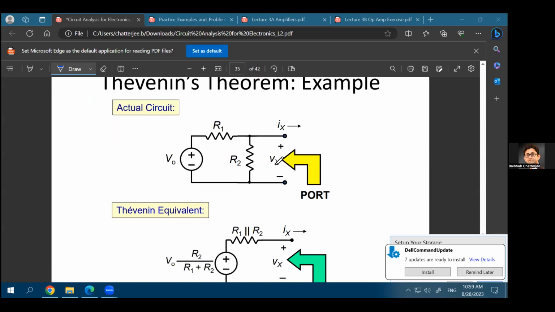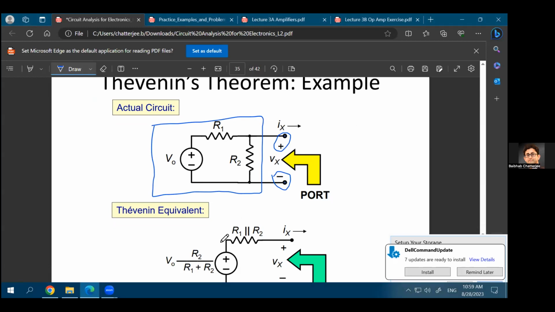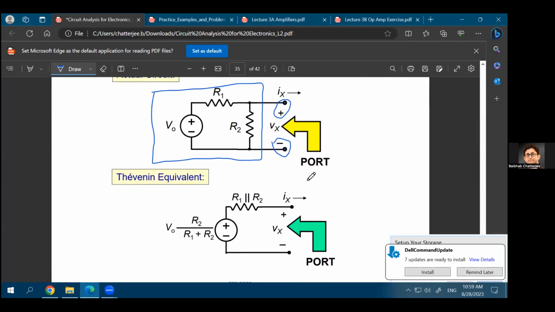So this is called a port, which is basically a combination of two terminals. So you have, let's say, a positive terminal. This one is a positive terminal, and this one is a negative terminal. So a positive terminal and negative terminal together, we'll call it a port. Now, what is your black box as compared to the previous slide? This is your black box. What is there inside? You have this V0, R1, and R2, but we want to find out what is the Thevenin equivalent voltage and the Thevenin equivalent resistance inside this black box. So how to find that out?